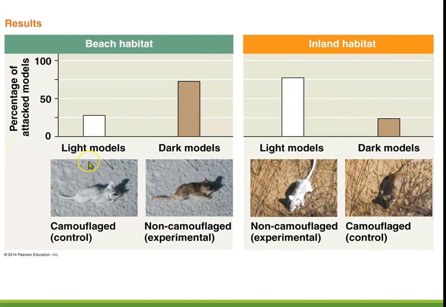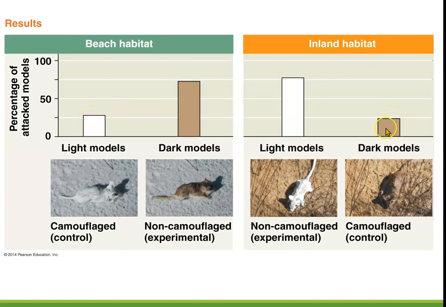Now, I don't have the statistical analysis in front of me, although maybe we should read the original paper, and then we would get an idea of the actual analysis that they did. I'll pull that up for our discussions on analysis. But you can see here a clear pattern where the light models were attacked very rarely in the light environment, right? About 25% of the time.